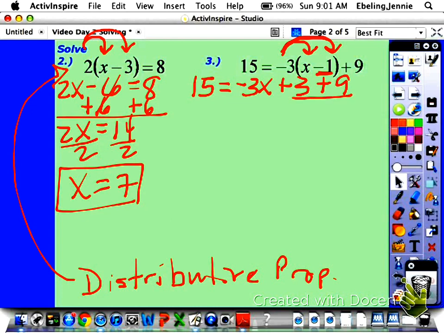And I see I have some like terms back here on the same side of the equal sign, on the right hand side there. So I have 15 is equal to negative 3x plus 12.